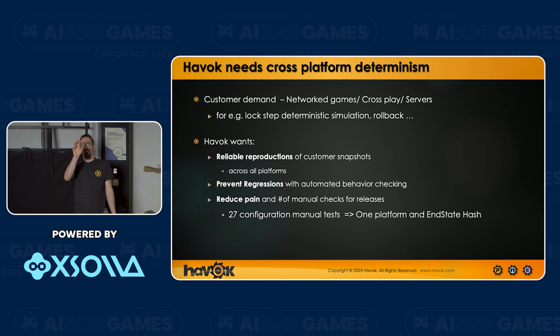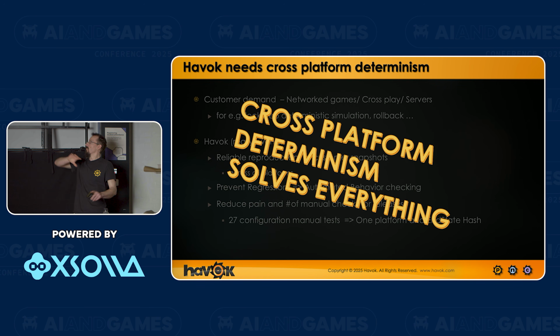Now we don't have to, because we just check. If it works on one platform, we verify that manually. And by having the hashes on all of the other platforms, we know they behave the same. So it's incredibly powerful. Cross-platform determinism solves everything for us. I mean, at least, so I claim.